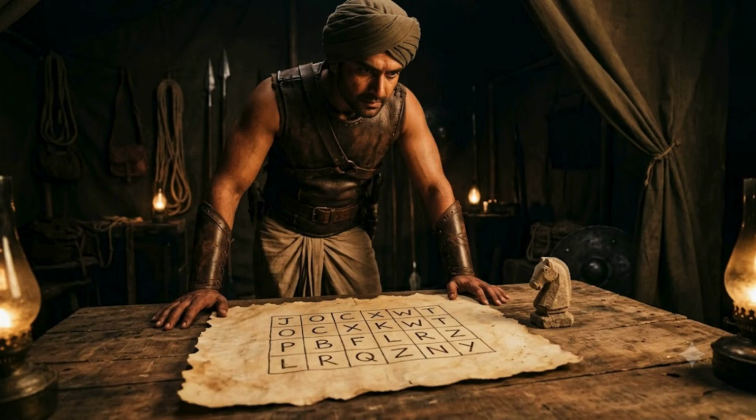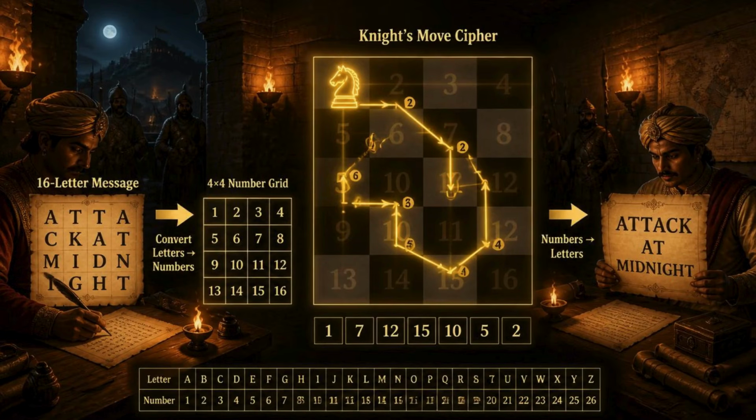The knight's path becomes the secret key. Only the person who knows that key can read the letters in the correct order. And suddenly the hidden message appears: attack at midnight. Without the key, it's just random letters. With the key, it's a secret military command. That's the basic idea behind cryptography. The secret isn't hidden, the way you read it is.